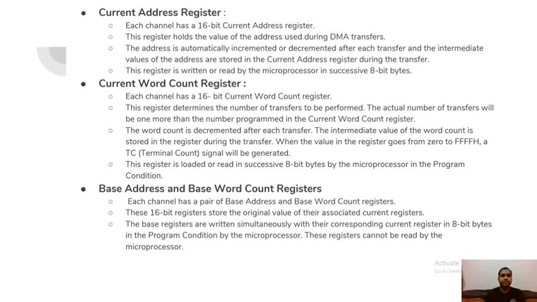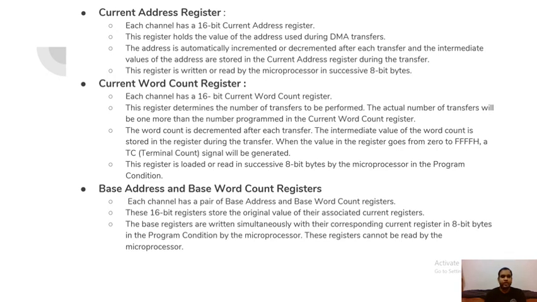Current address register. Each channel has a 16-bit current address register. This register holds the value of the address used during DMA transfers. The address is automatically incremented or decremented after each transfer, and the intermediate values of the address are stored in the current address register during the transfer. This address is written or read by the microprocessor in successive 8-bit bytes.